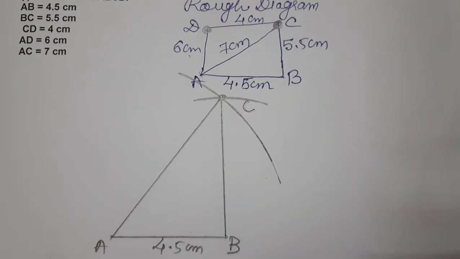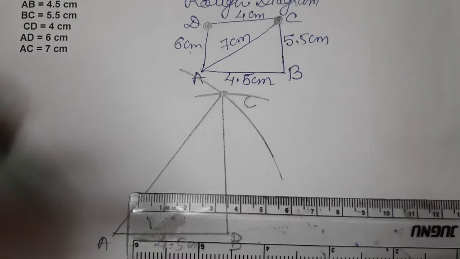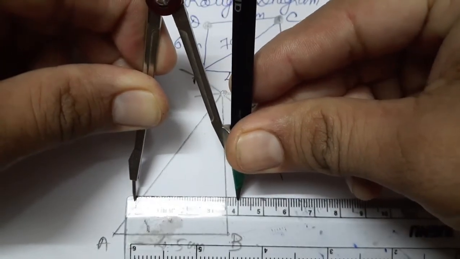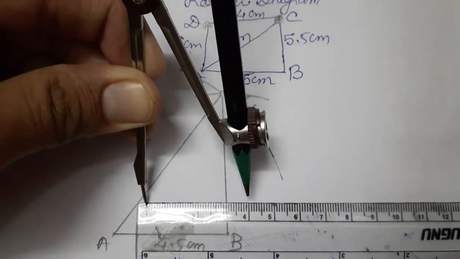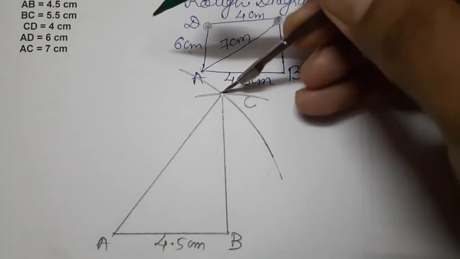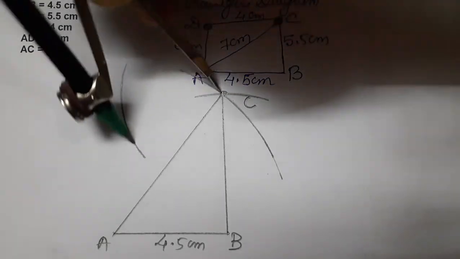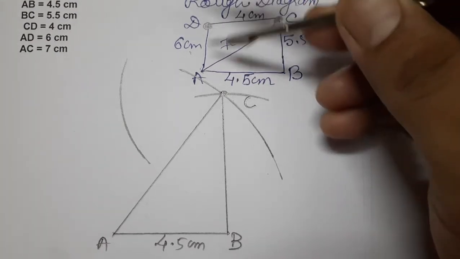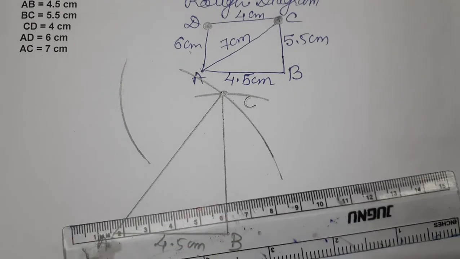So again measure CD 4 centimeter. So this is our scale. Measure CD 4 centimeter. This is 4 centimeter, children. Now take this point C and 4 centimeter arc radius, draw an arc like this. Now the next point is A to D. Next measurement is A to D. What is that? 6 centimeter. So now again take 6 centimeter arc radius.